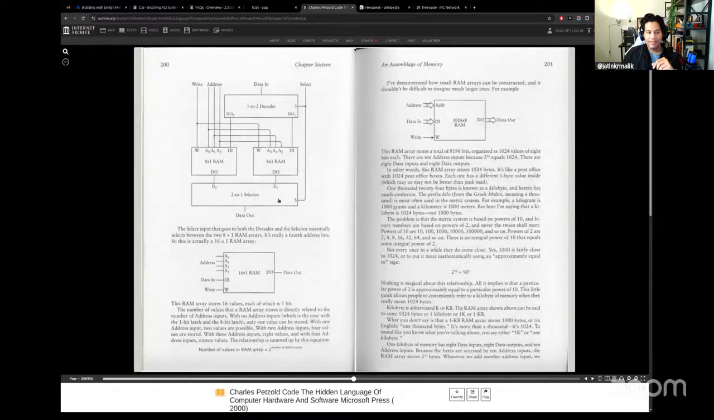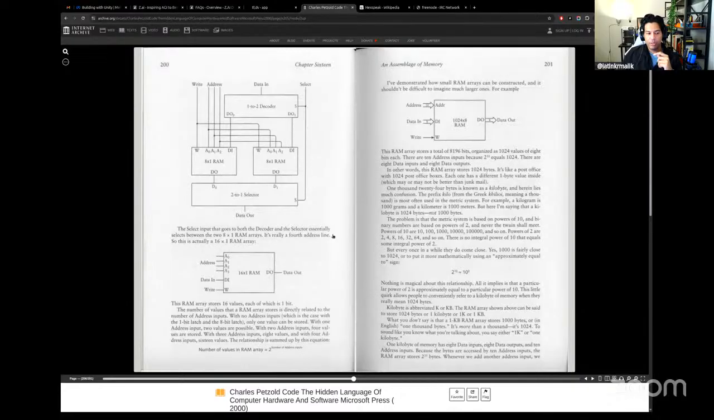And then similarly, we have a 2 into 1 selector, where this select becomes common. So if I am selecting the 0th element, it goes to the first RAM array. And because this select is coming here and it's common, it outputs the value that was stored in this one. And if it is 1, it basically takes the second RAM array and it outputs that. The select input that goes to both the decoder and the selector essentially selects between two of the 8 into 1 RAM arrays.